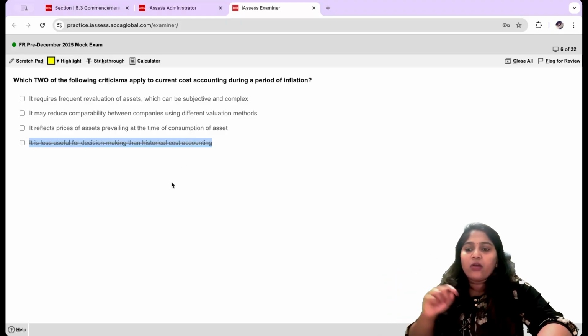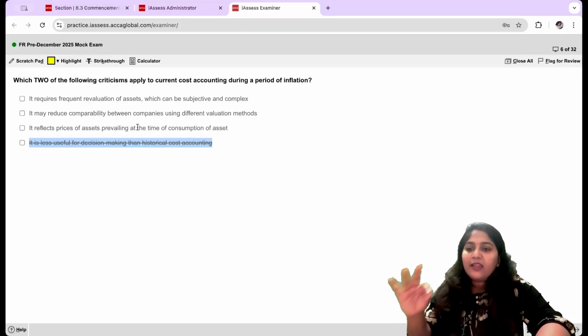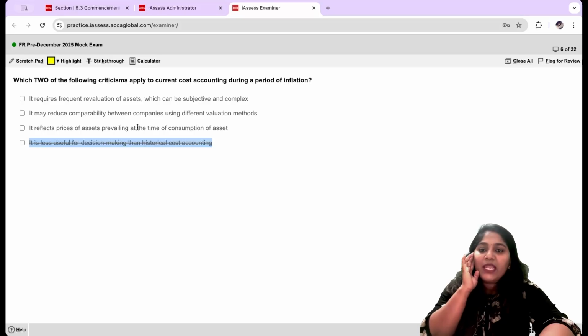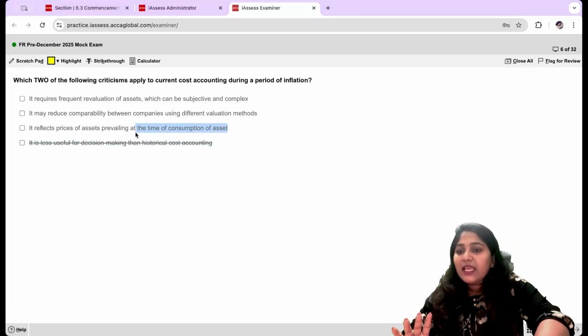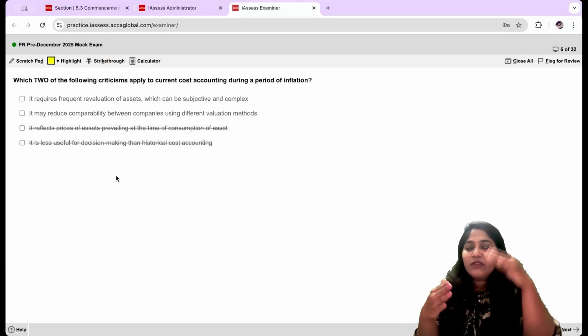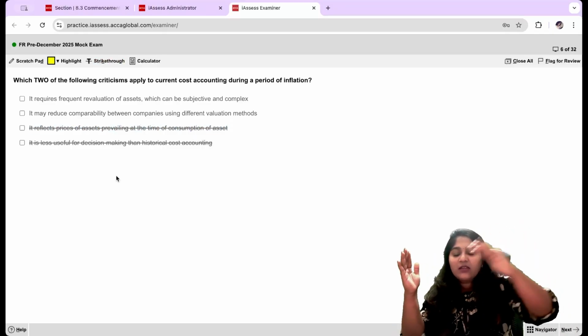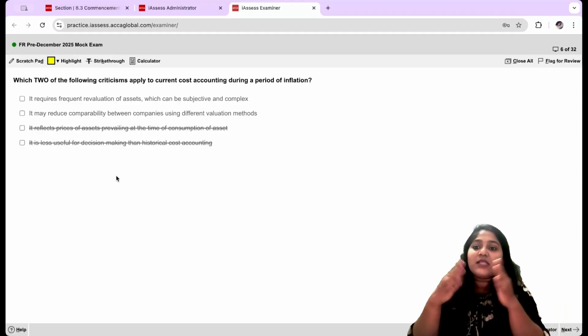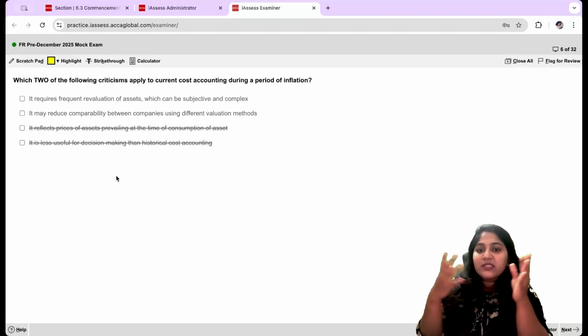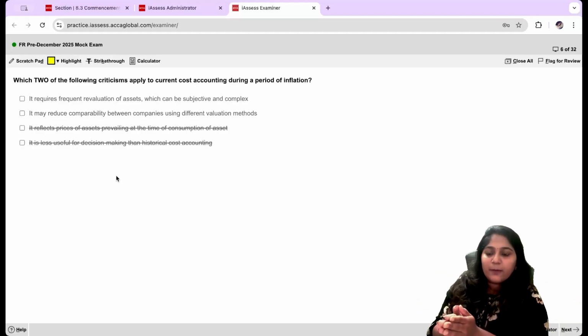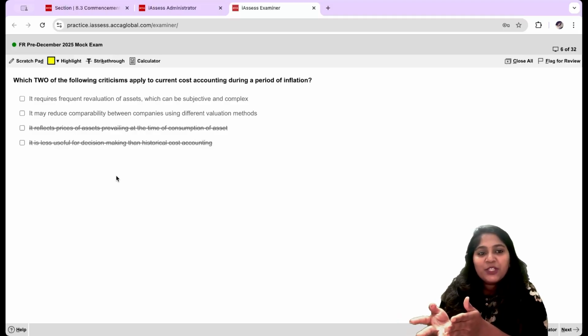Now go to option C. It reflects price of assets prevailing at the time of consumption of the asset. Again, this is not a criticism but rather an advantage. It reflects the current price of the asset while it is in use in the market. Like we know exactly what is the value of the asset that we are using. So the answer has to be options A and B.